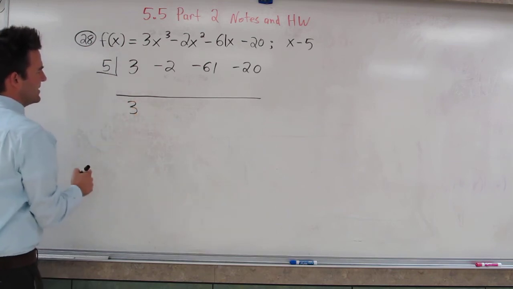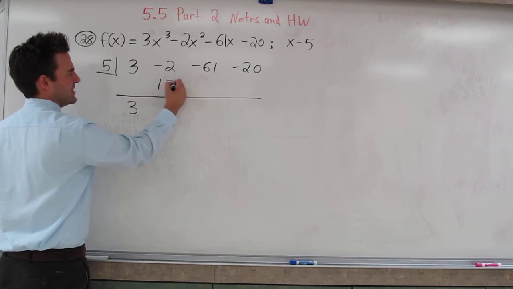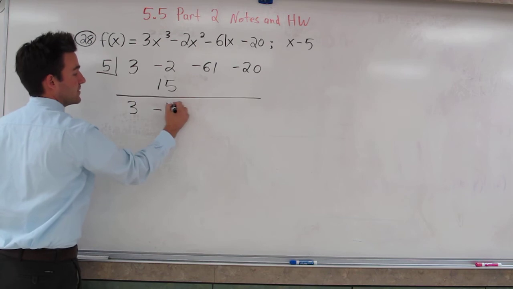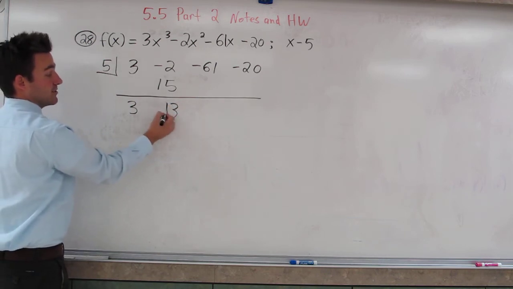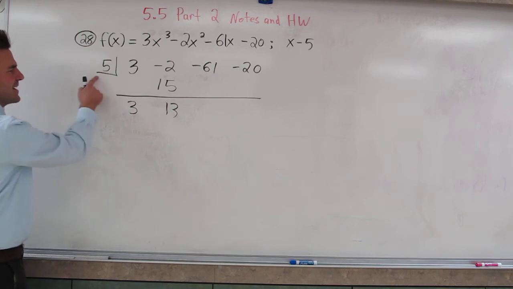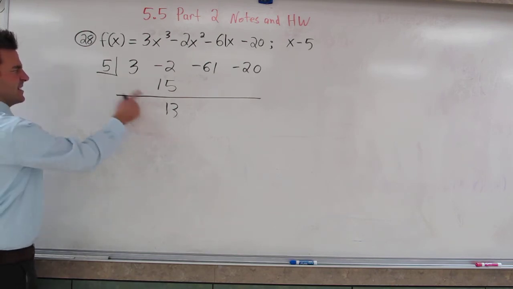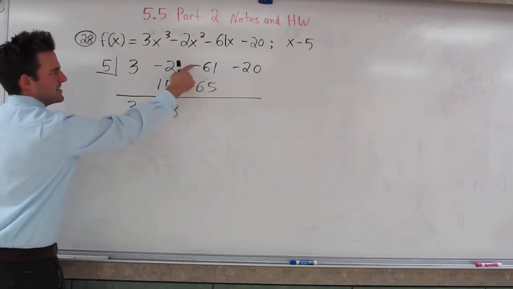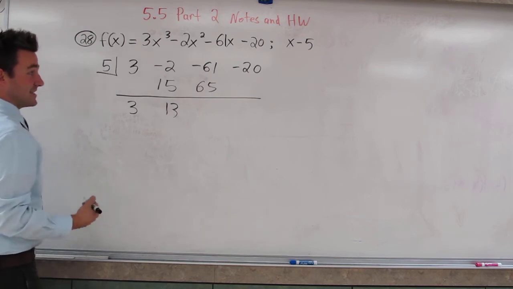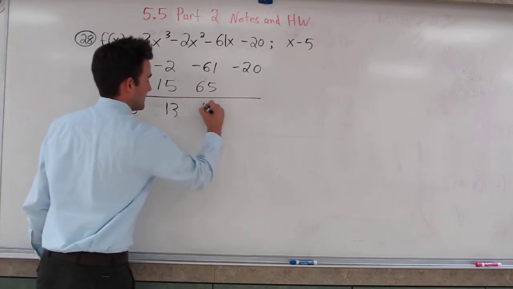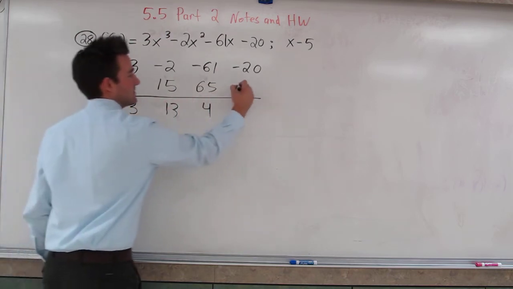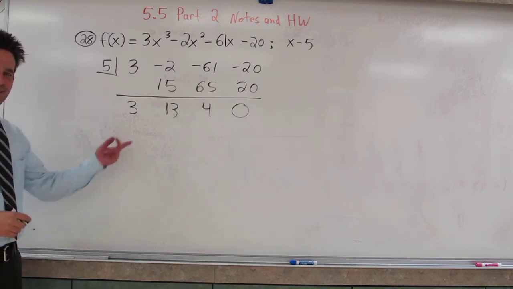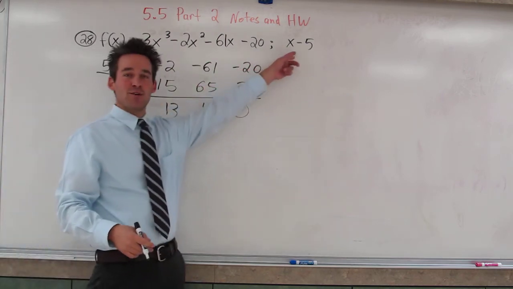So 3 times 5 is 15. Negative 2 plus 15, that's negative 13. No, that's positive 13. Good thing I was doing it slow and caught my mistake. 13 times 5. 10 times 5 is 50 plus, oh, 65, all right. Negative 61 plus 65, 4. Okay. 4 times 5? 20. Yeah, got a 0 again. That's good. That means my hint actually worked.